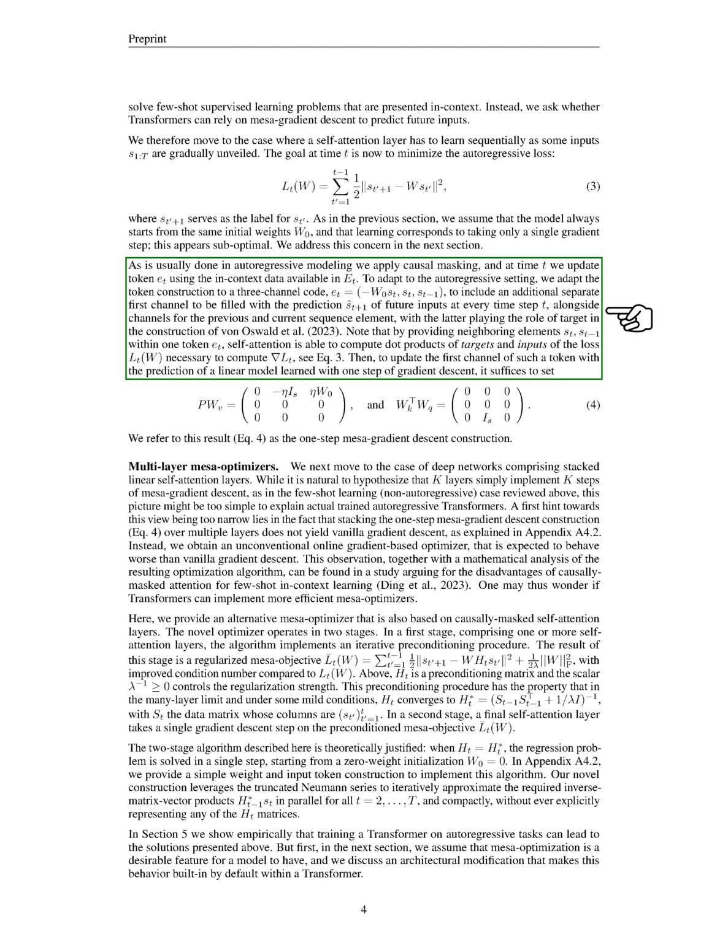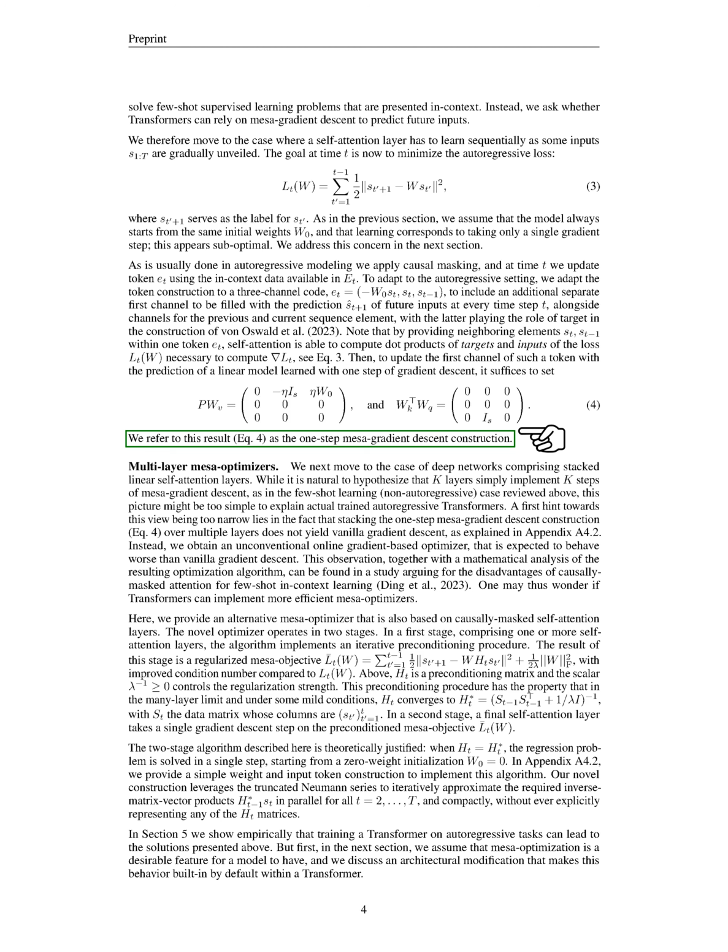To adapt to the autoregressive setting, we modify the token construction to include an additional separate first channel to be filled with the prediction of future inputs at every time step, alongside channels for the previous and current sequence element. By providing neighboring elements within one token, self-attention is able to compute dot products of targets and inputs of the loss necessary to compute the gradient. Then, to update the first channel of such a token with the prediction of a linear model learned with one step of gradient descent, it suffices to set certain conditions. We refer to this result as the one-step mesa gradient descent construction.